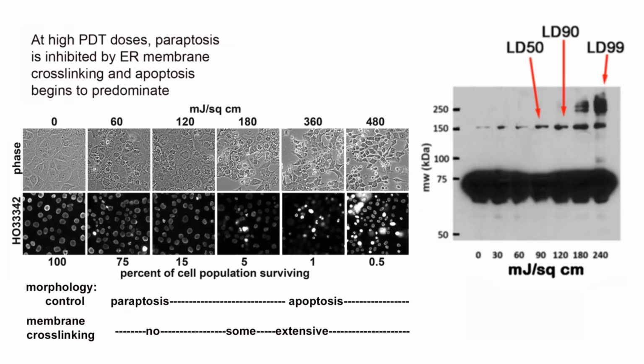At very high light doses, ER proteins become cross-linked, and paraptosis is not seen. Cells then tend to die by either apoptosis or necrosis. So here we see phase contrast images and HO334 labeling patterns as we increase the light dose. Here we see paraptosis, paraptosis, paraptosis, but now we're starting to see apoptosis and necrosis, where the cells entirely fill with the HO334 probe. And so this is an example of what can happen at very high light doses where paraptosis is impaired.